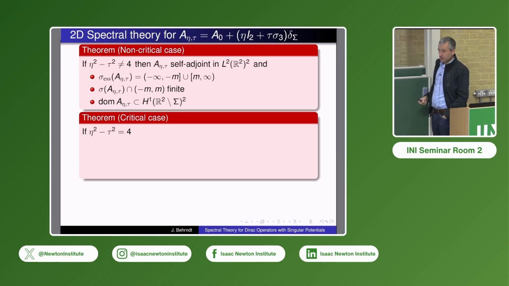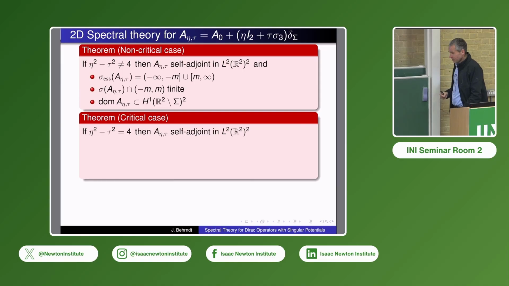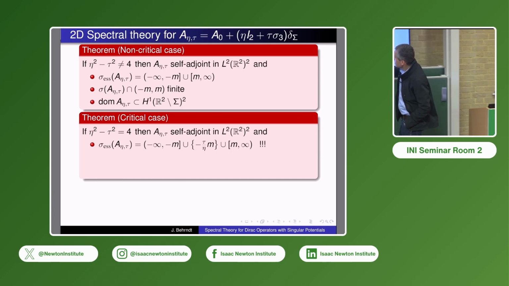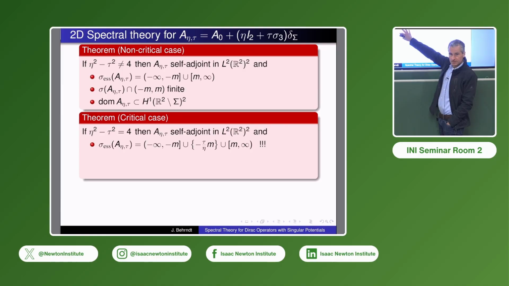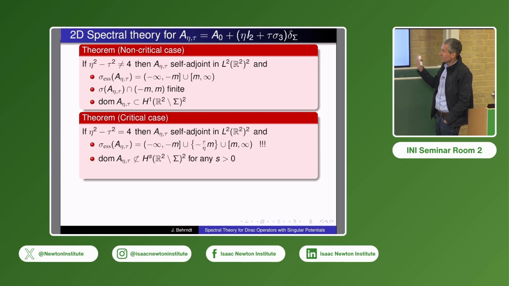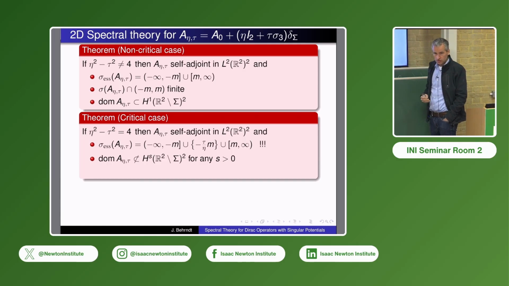Now, if eta squared minus tau squared is equal to 4, whatever it means, then you have to modify the regularity, and the operator remains self-adjoint. But what is surprising to us is that the essential spectrum changes. And in the gap, there appears an additional point in the essential spectrum. There is more. Also, the regularity of the domain changes.